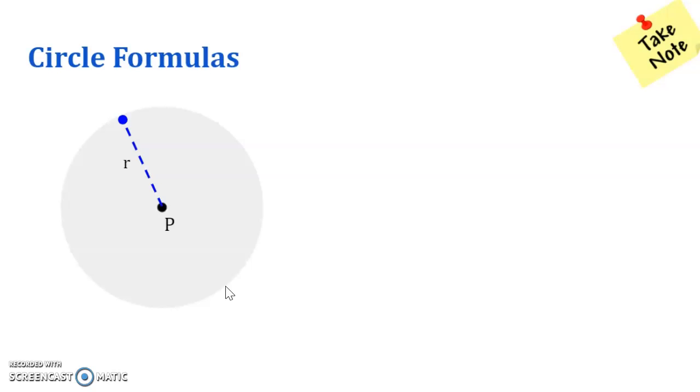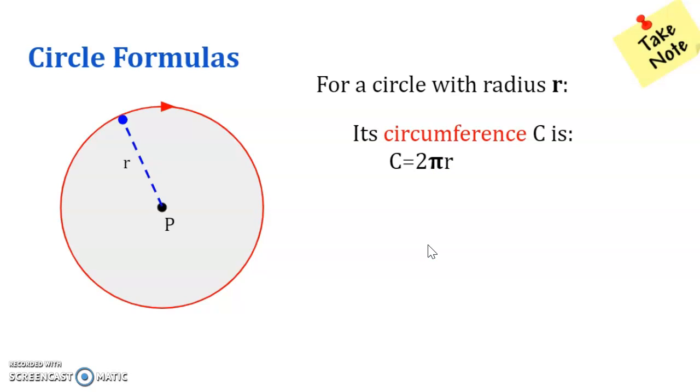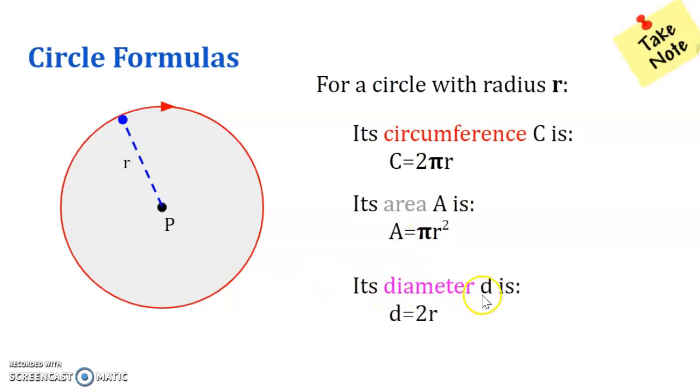Alright, then what about the circle formulas? If you are given this radius length R, and P is the center of the circle with radius R, the circumference is always 2 pi R. That's our circumference formula, and hopefully you came across this in junior high for many years, so hopefully we don't have to reteach you this. The area of a circle is pi R squared. And if the diameter is D, the diameter is always 2R.